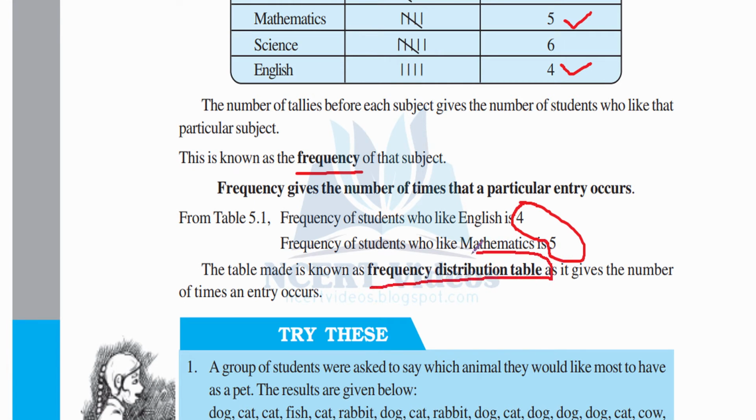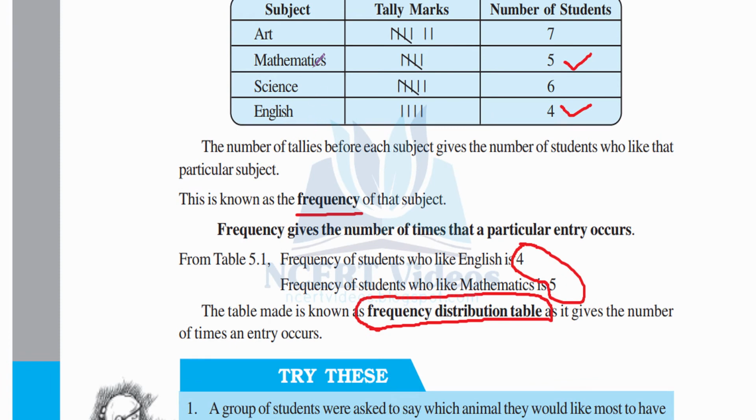So here we have 3 terms. Table, because it is a representation in a tabular form. Distribution, we are distributing different instances in terms of rows. And frequency, because we are collecting the number of times a particular instance is happening. By instance we mean subjects. It could be anything based upon our area of interest.